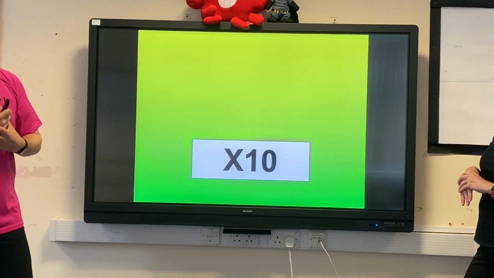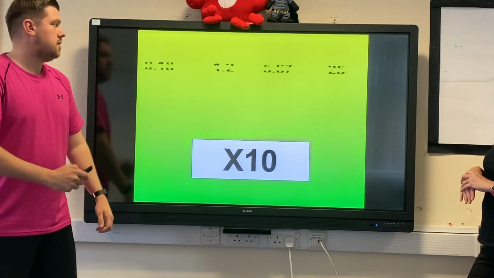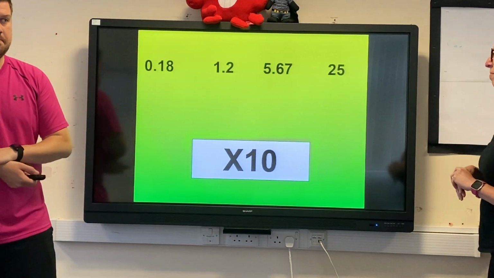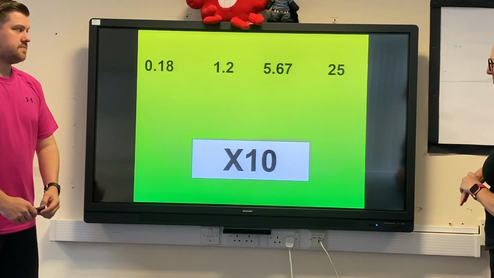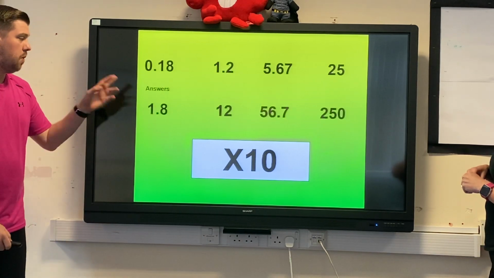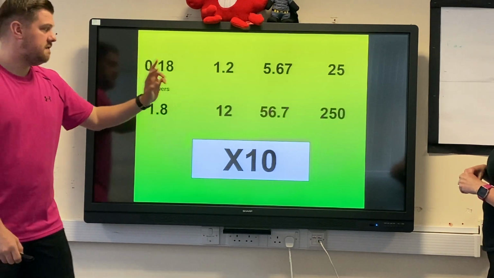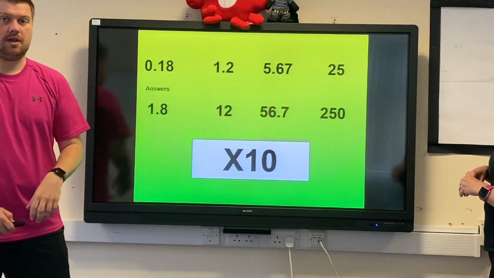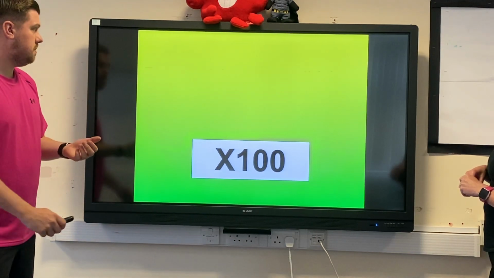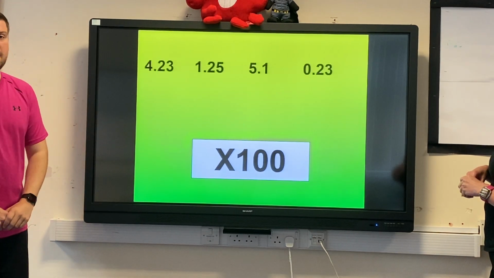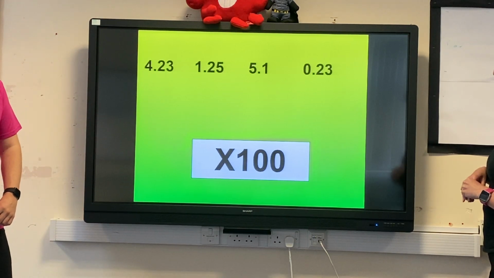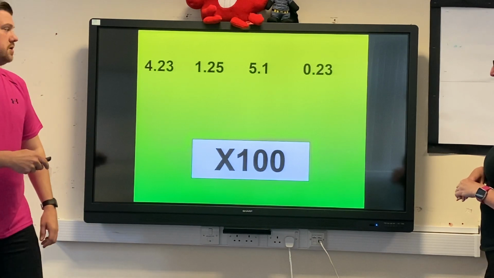Okay, so the first 4 questions are going to be on multiplying by 10. So here are the first 4 questions. Multiply those 4 numbers by 10 and pause the video. Okay, here are your answers underneath. So you got 1.8, 12, 56.7 and 250. The next 4 on times them by 100. Pause your video and complete those 4 questions. Okay, here are your answers.